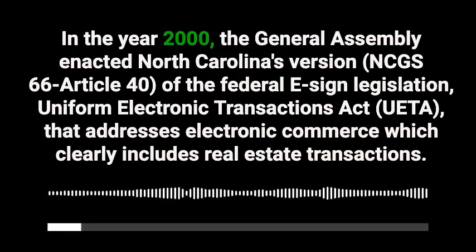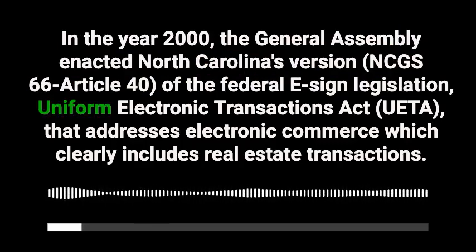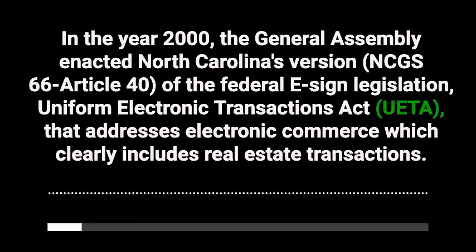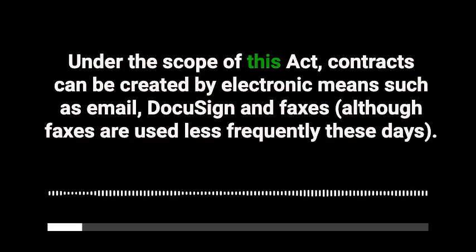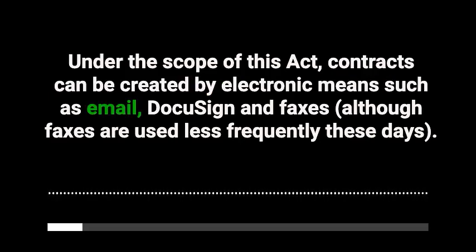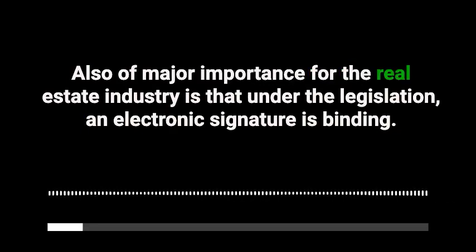In the year 2000, the General Assembly enacted North Carolina's version of the federal E-Sign legislation, the Uniform Electronic Transactions Act, that addresses electronic commerce, which clearly includes real estate transactions. Under the scope of this act, contracts can be created by electronic means such as email, DocuSign, and faxes. Also of major importance for the real estate industry is that under the legislation, an electronic signature is binding.